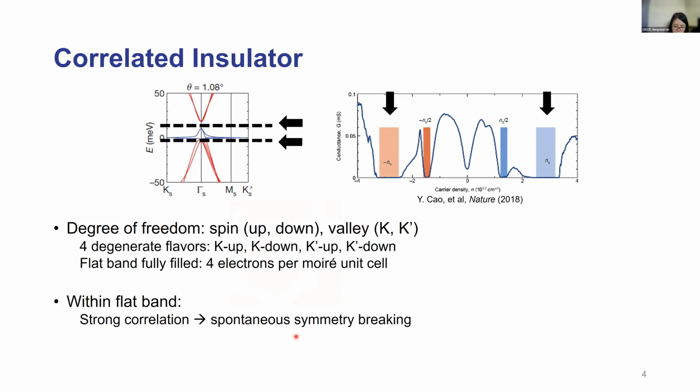In this system, because the correlation is very strong, it gives rise to a spontaneous symmetry breaking of these 4 flavors. Therefore, within the flat band, at integer fillings of the moire cell, there will be additional insulating states called the correlated insulating states. For example, here is the half filling of the electron band. The red arrows note the correlated insulators that arise because of the strong correlation, and the black arrow here is the insulating state corresponding to a single particle picture.